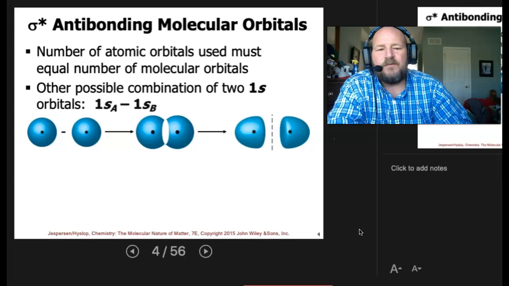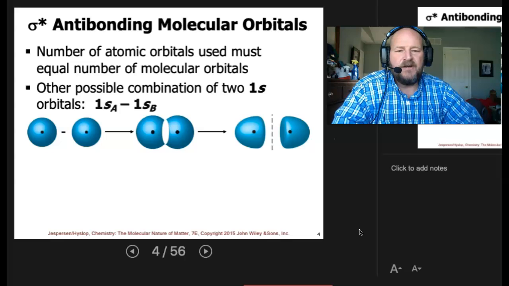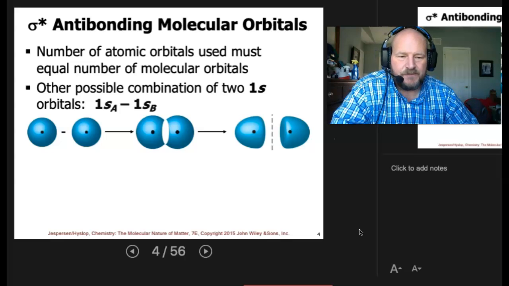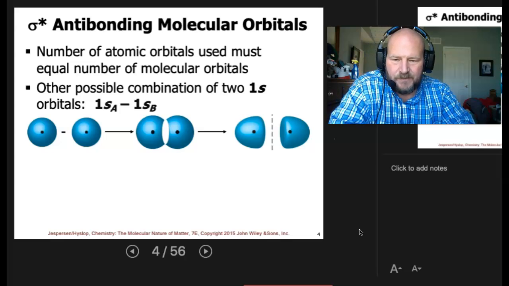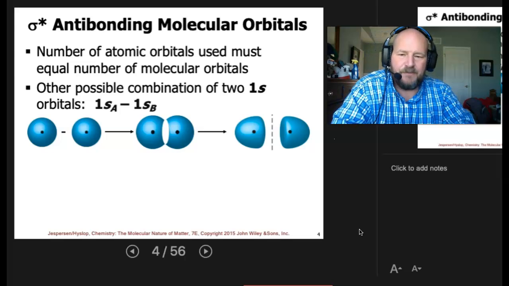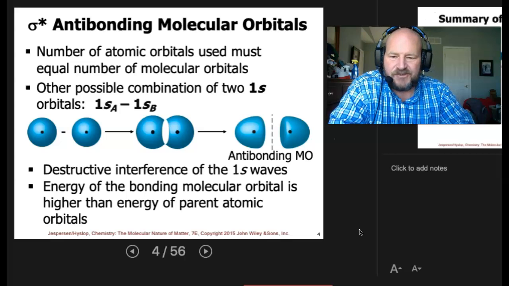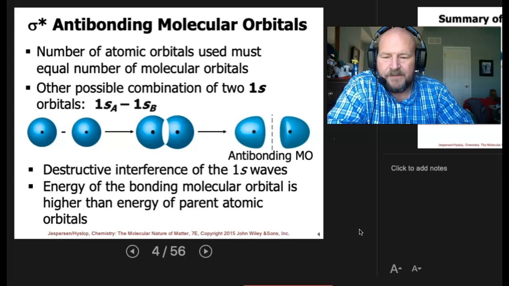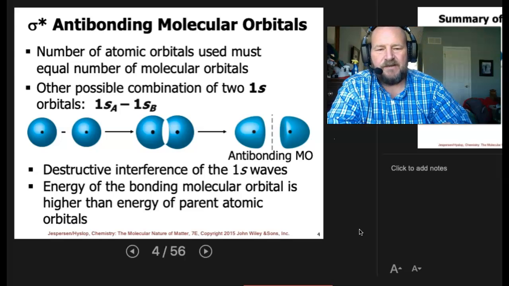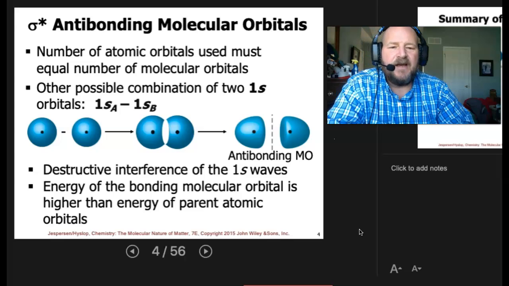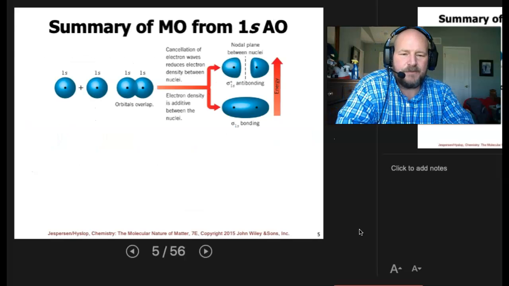So here we could have the constructive addition of those waves or the destructive combination of those waves. Another possible combination of the two 1s orbitals would be 1sA minus 1sB, and now we get an anti-bonding MO, the destructive interference of the 1s waves. The energy of the anti-bonding molecular orbital is much higher than the energy of the parent atomic orbitals, and of course we know the electrons will not want to go into that orbital.